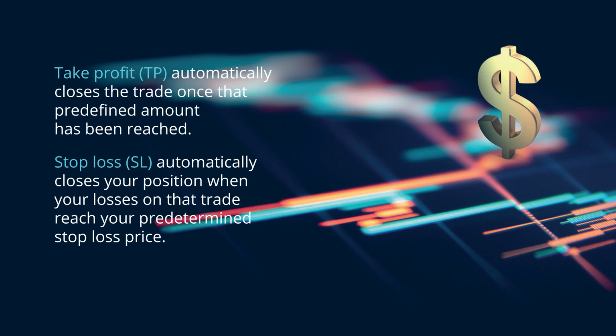So when you're opening a deal, you can set the desired profit on this deal, and as soon as this profit is reached, the deal will be closed automatically by the platform. For example, you open a deal, you set a desired profit of $10, and as soon as this profit is reached, the deal is closed automatically.